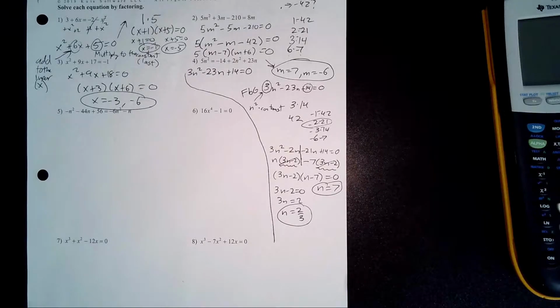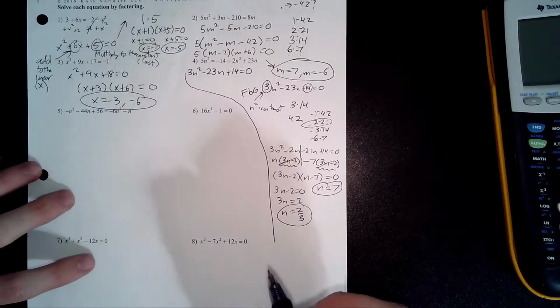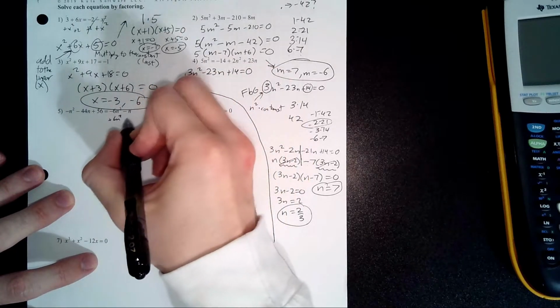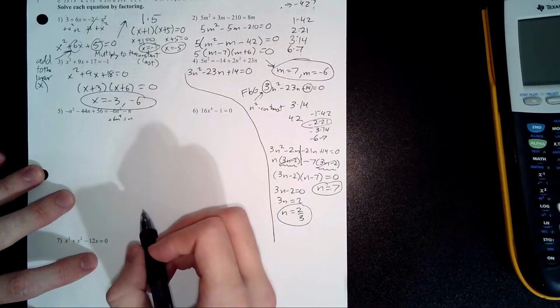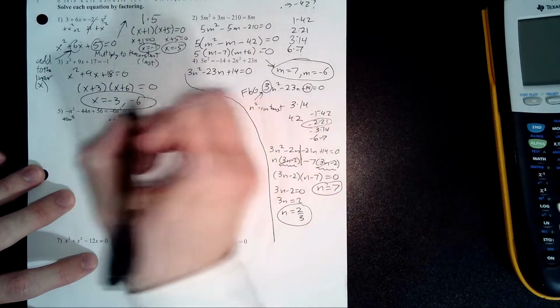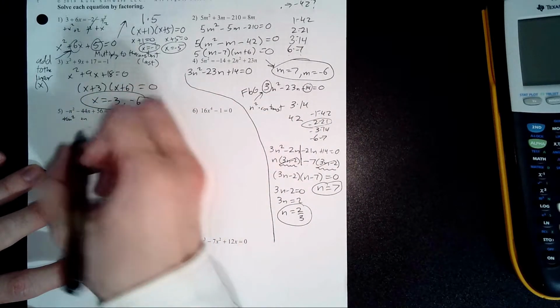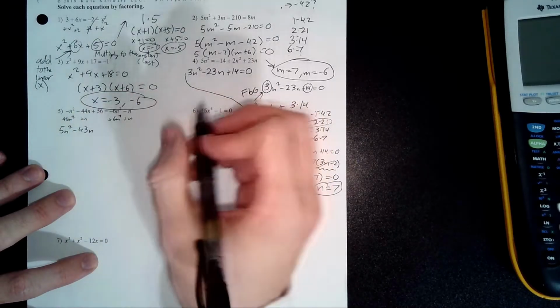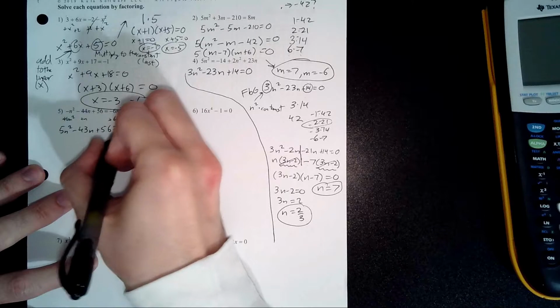Let's continue on to number 5. So again, we gotta keep going. Add 6n to both sides, 6n squared, sorry, add n to both sides. That's gonna give us a total of 5n squared minus 43n plus 56 equals 0.